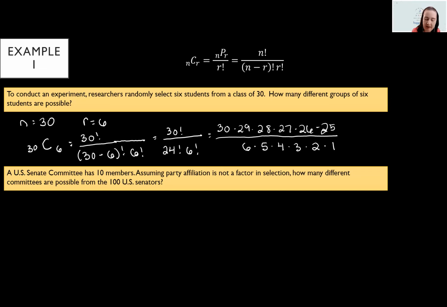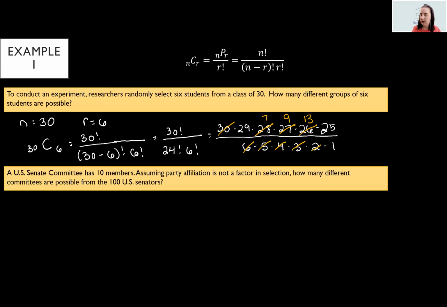So we can start canceling things out here to deal with smaller numbers. Actually, 6 times 5 here is 30. So I can just cancel out the 30 with the 6 times 5. Then let's see, 4 and 28, I can cancel those out, and that gives me a 7 there. 3 goes into 27, and that leaves you a 9. And then 26 divided by 2, that gives you a 13.